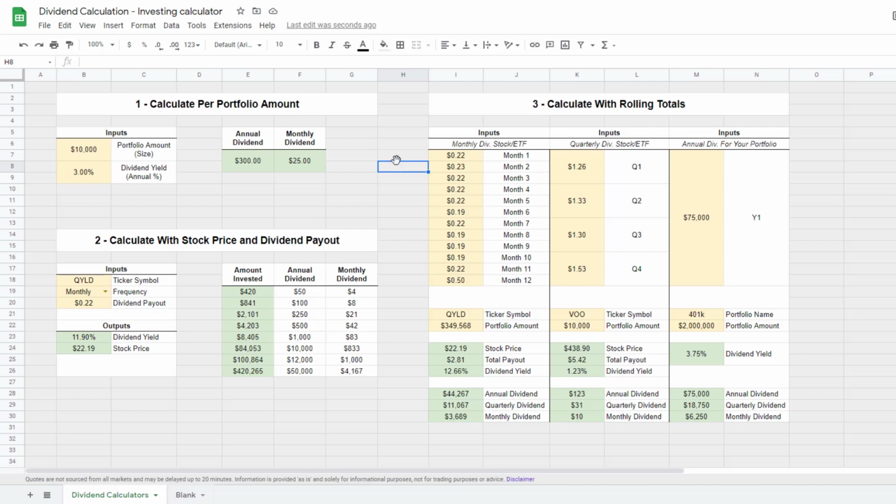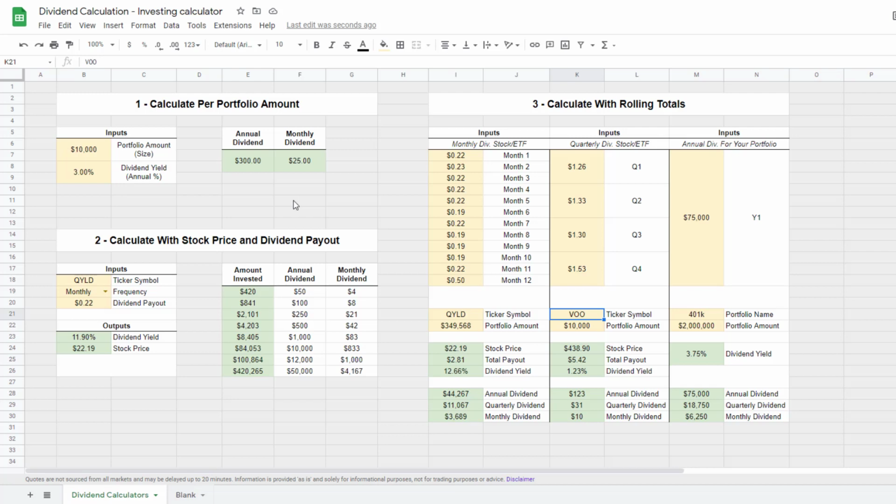I wanted to show you how you can calculate your own dividends in Google Sheets or Microsoft Excel. Now I have three different calculators here. With each calculator, as it goes up in size, it will give you a more accurate result for the amount of dividends you would receive. I'll be using the ever popular QYLD and VOO ticker symbols to analyze those funds and see how much dividends you would get.